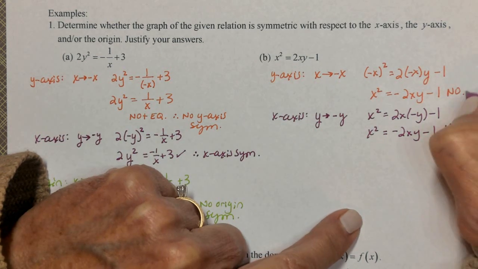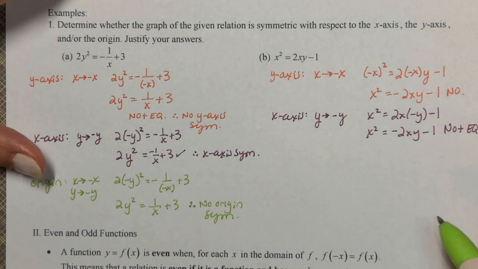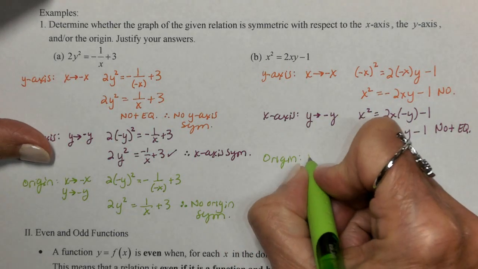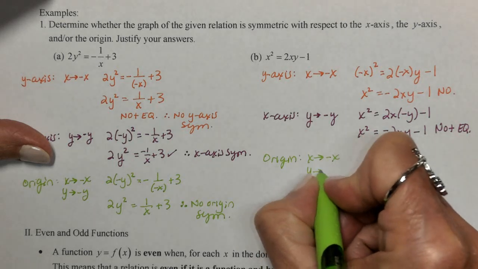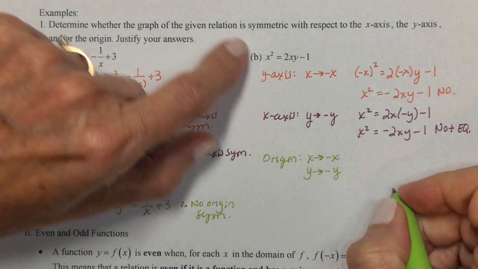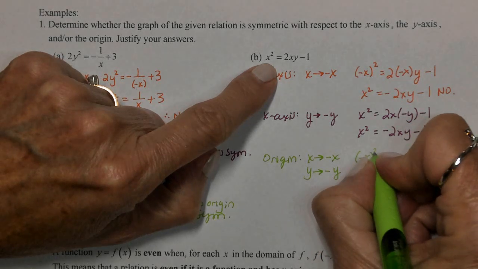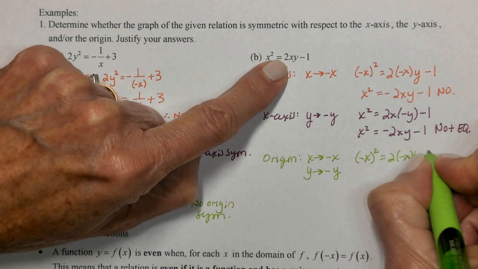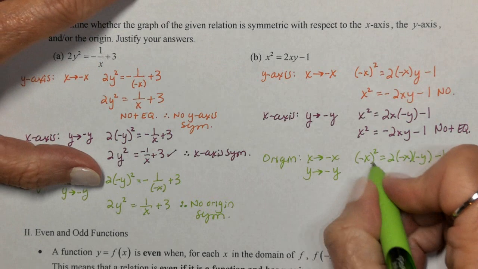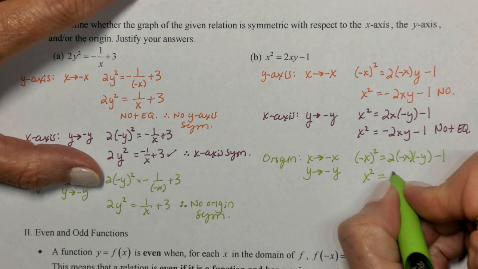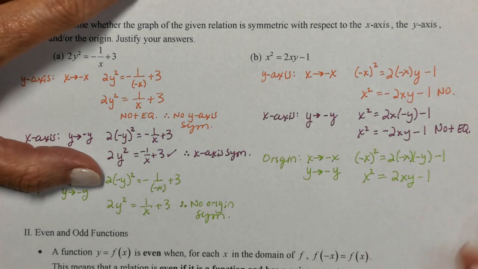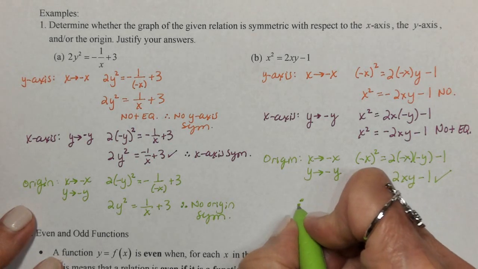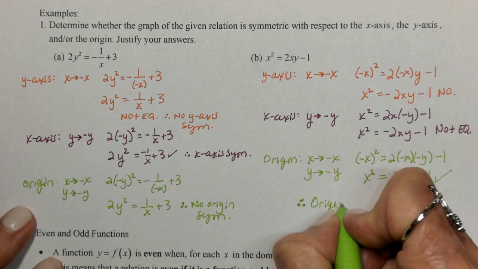Not equivalent. Okay? So no x-axis symmetry. Now we're going to test for the origin symmetry. To do that, replace x with negative x and y with negative y. We'll have negative x all squared is equal to 2 times negative x times negative y minus 1. This is x squared is equal to 2xy minus 1. Is that equivalent to what we started with? Yes, it is. Therefore, the only symmetry we have is origin symmetry.